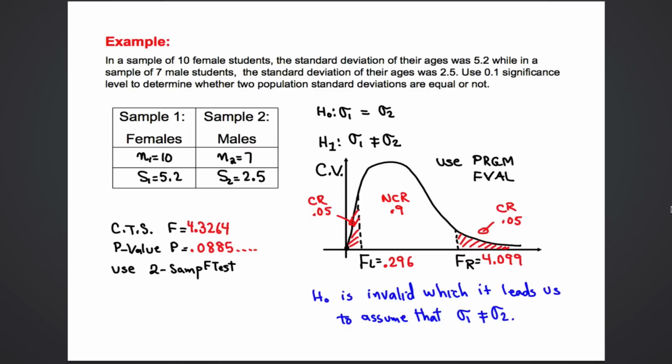Now we use 2SampFTest and we find out that the computed test statistic F is 4.3264 and the p-value is 0.0885. Now, in this problem, the computed test statistic is in the right critical region, which means the null hypothesis H0 is invalid, which is going to lead us to assume that the two population standard deviations are different. So sigma 1 is not equal to sigma 2.